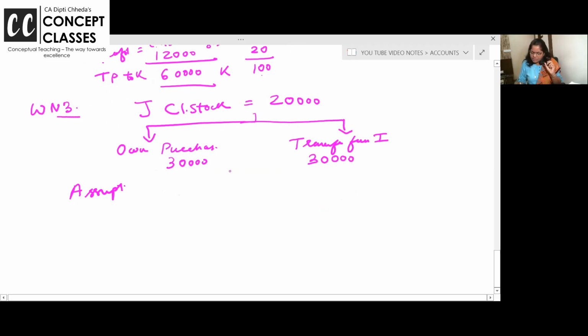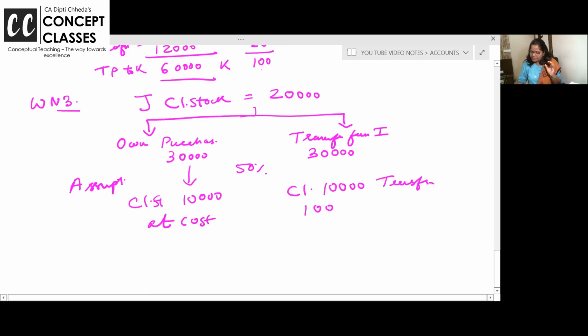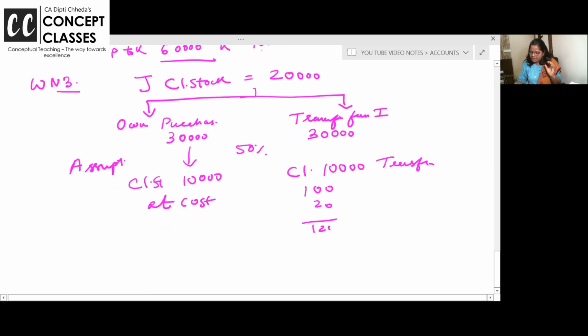So in your closing stock, 50%: 10,000 is your own closing stock which you have purchased, and this is at cost. 10,000 is the closing stock which you have got at transfer, 100 plus 20, 120 with loading. Write it down. I'm here only. I want to take a pause. You write, and ask your doubts also if you have any.